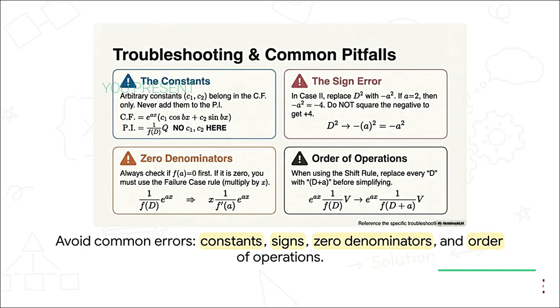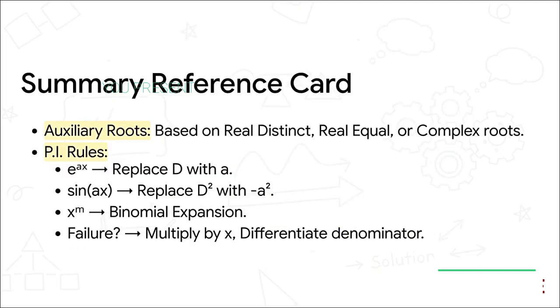Third, always check for 0 denominators before you move forward. And finally, just be careful with your order of operations, especially when things get complicated. And here it is, your summary reference card. This one slide captures the entire logic of our strategy. On the left, you've got the 3 outcomes for your auxiliary equation roots. On the right, the specific rules for the particular integral based on what q looks like. This is your go-to guide.